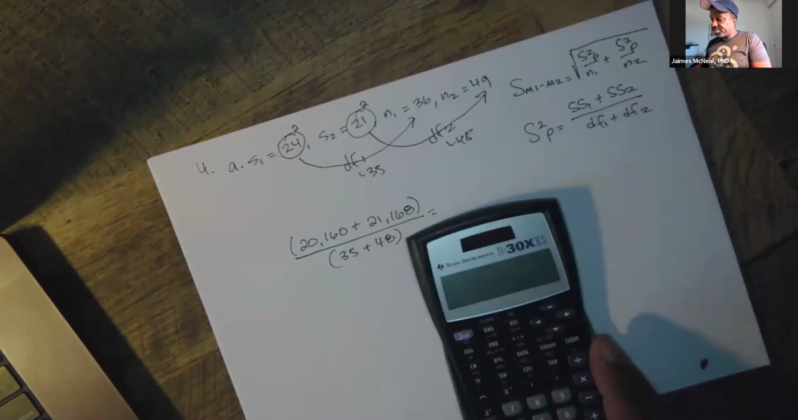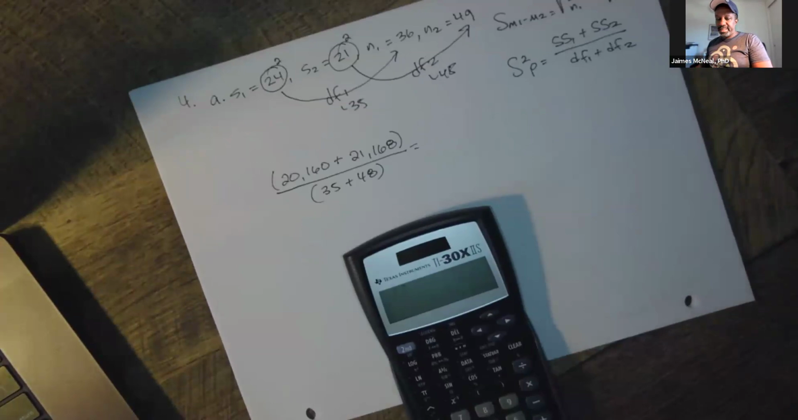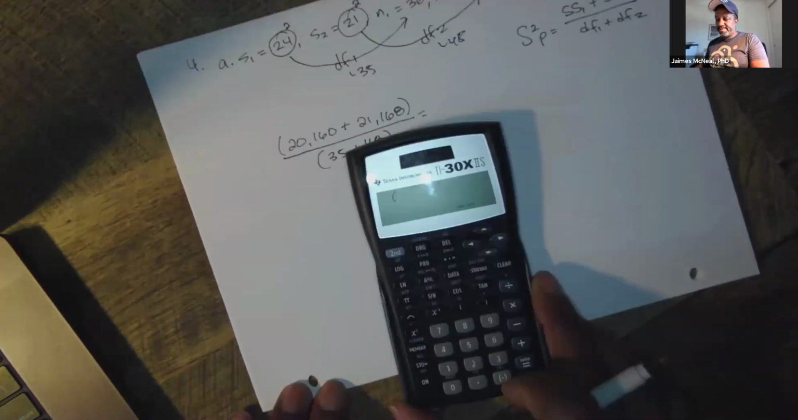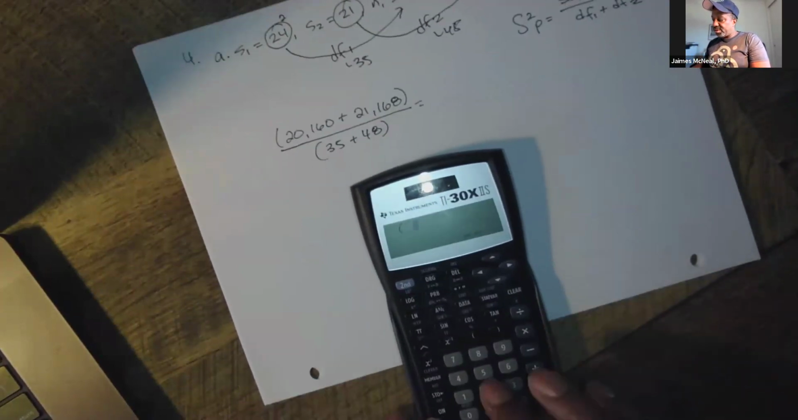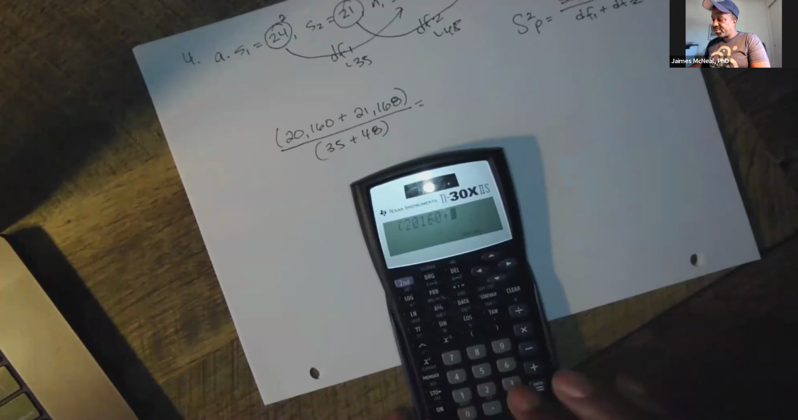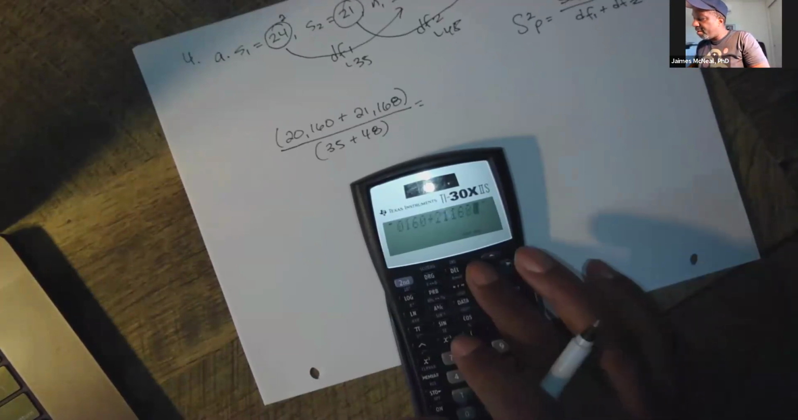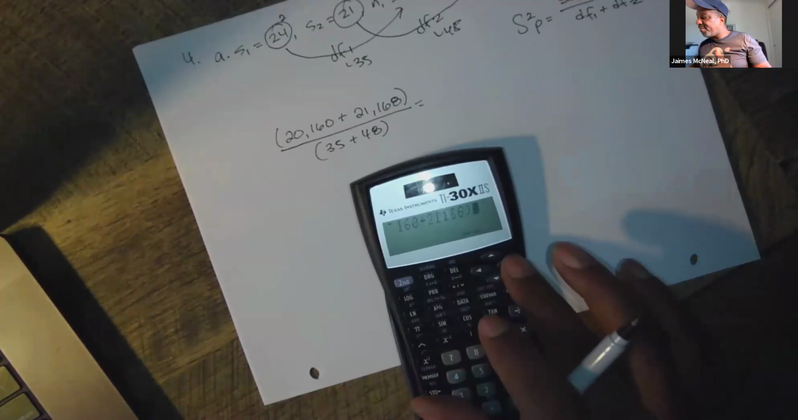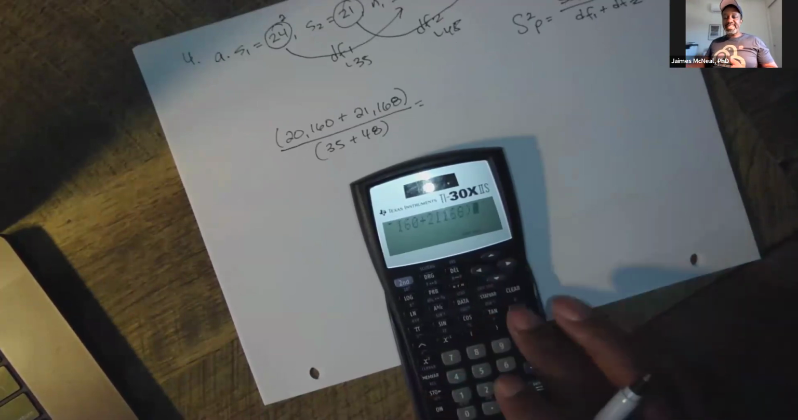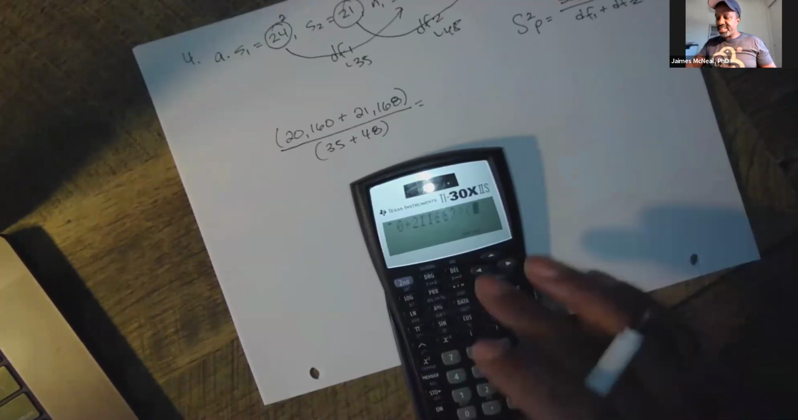So left parenthesis, 20,160 plus 21,168, right parenthesis, and you can see there's a parenthesis. So it's going to do that first, and then we're going to ask it to divide whatever the sum.